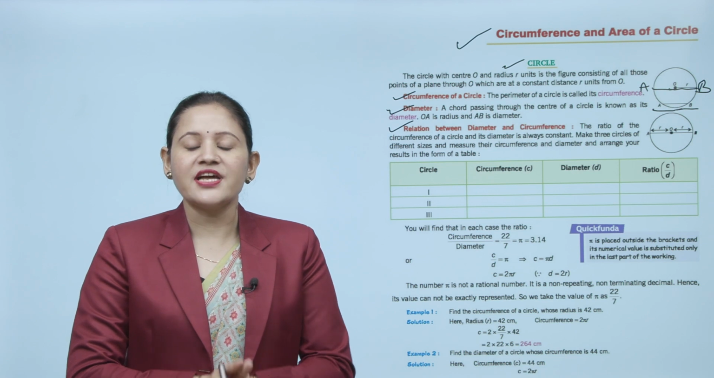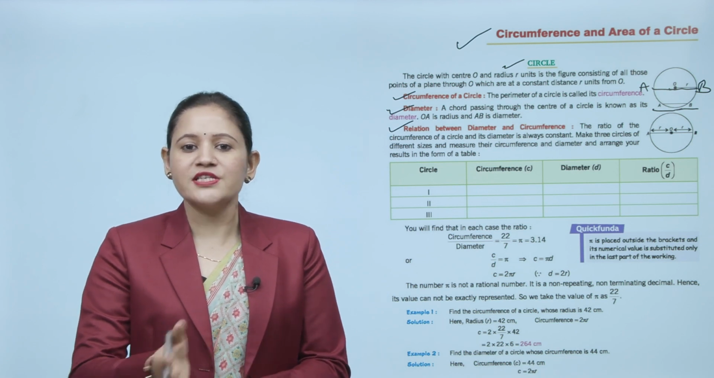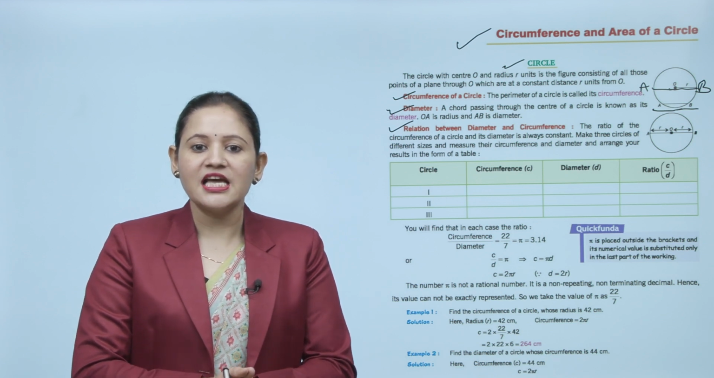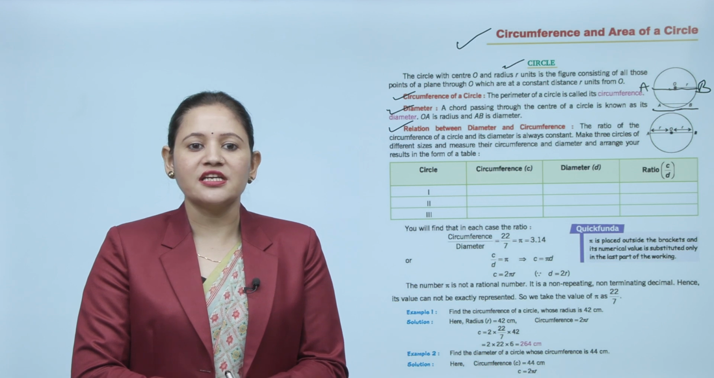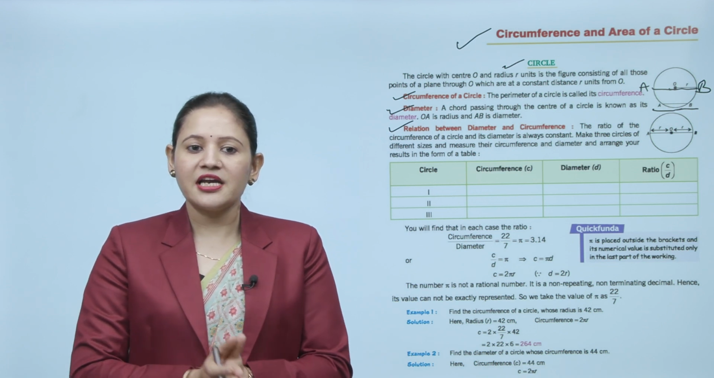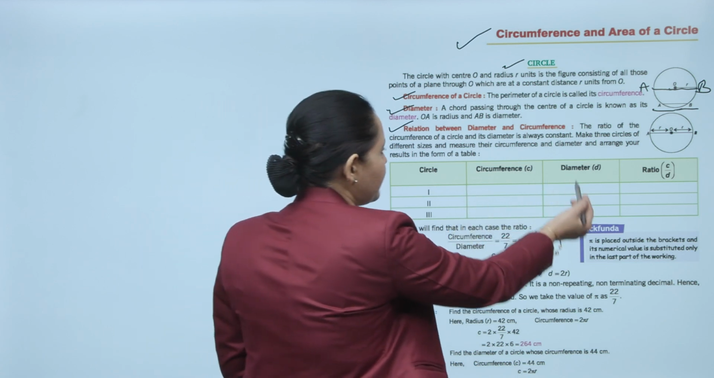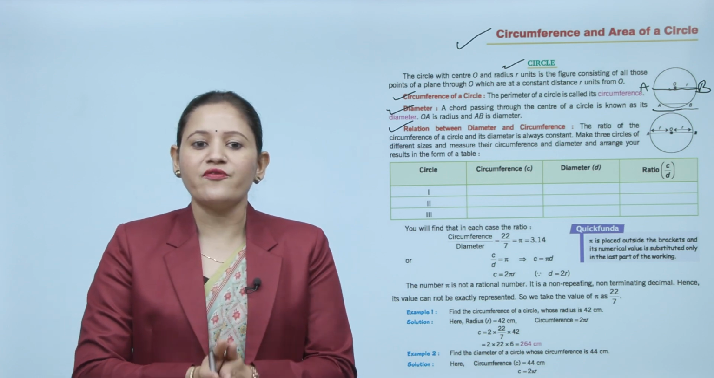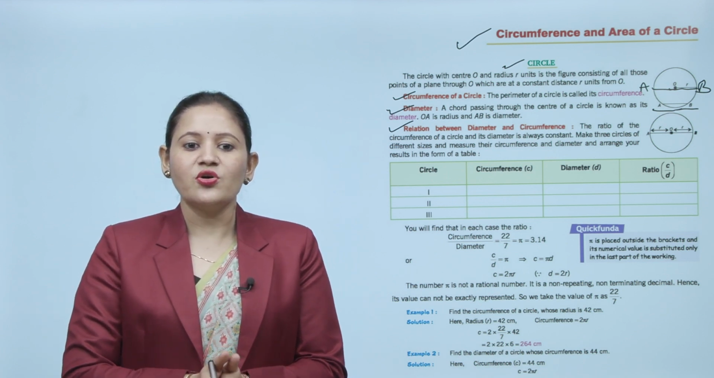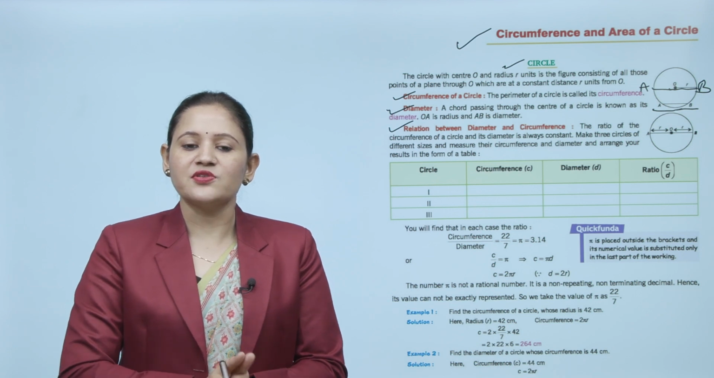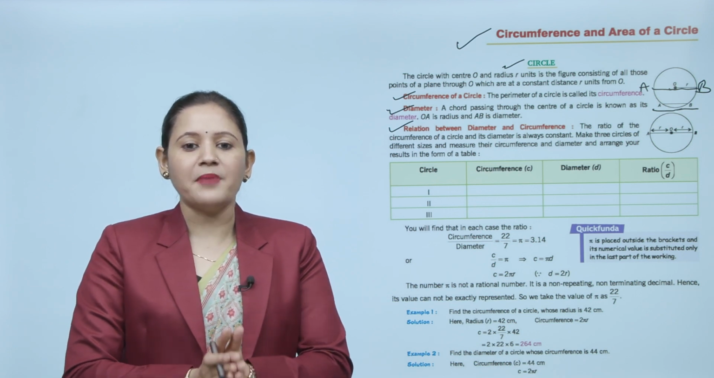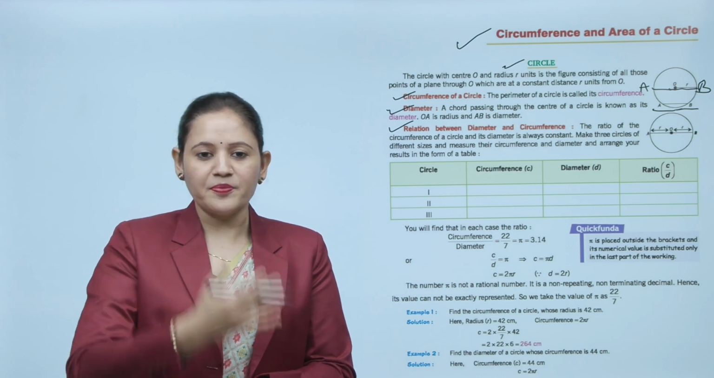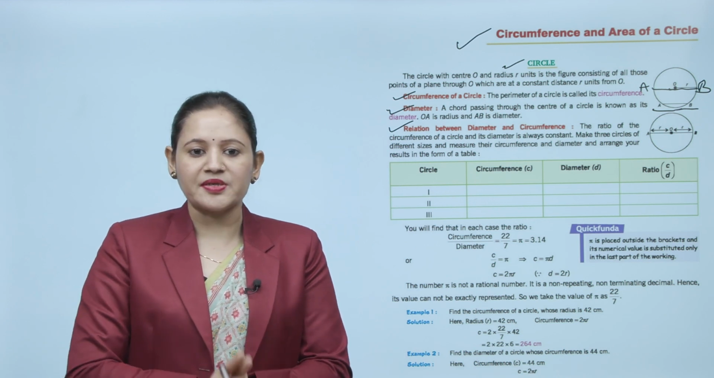Next, relation between diameter and circumference. The ratio of the circumference of a circle and its diameter is always constant. Make 3 circles of different sizes and measure the circumference and diameter and arrange your result in the form of a table. If you see the ratio of circumference and diameter this way, that will always be constant. So what will be the conclusion? You will find in each case the ratio circumference upon diameter equals 22/7, that is pi, 3.14. So what will be the value of pi? You can write 22/7 or 3.14 approximate.